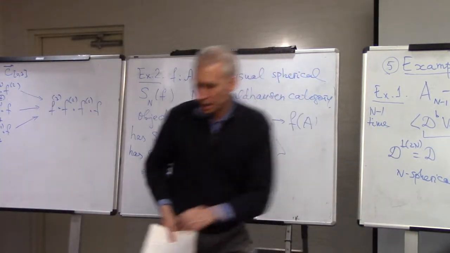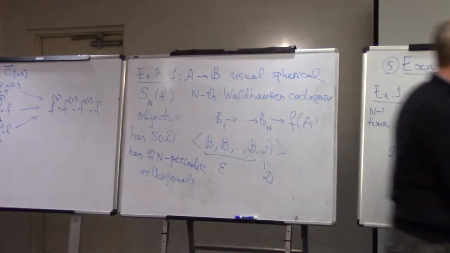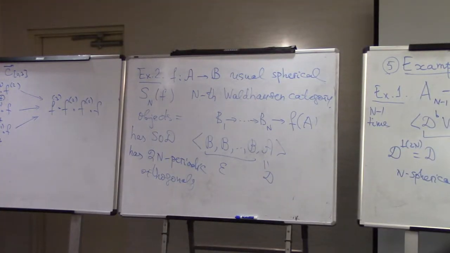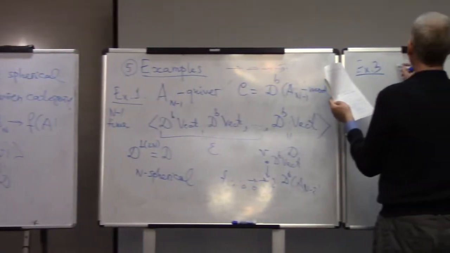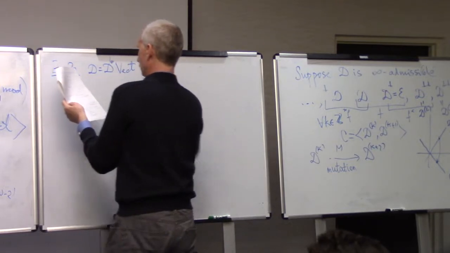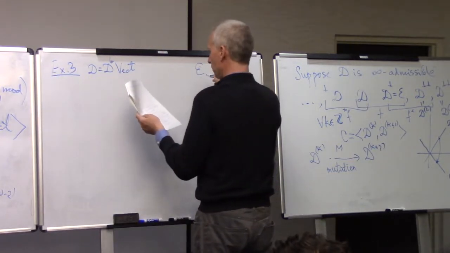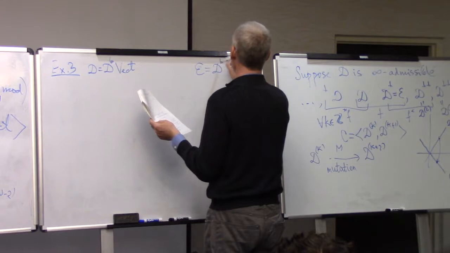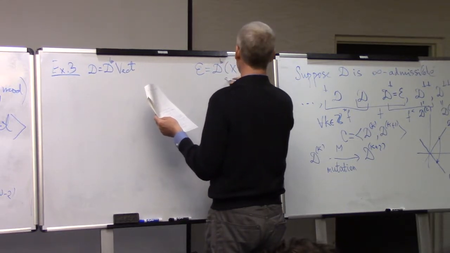Now, if you want to write a sequence of adjoints, the easiest context would be that of a projective variety, functors between projective varieties. So let's try to consider the analog of the concept of a spherical object. Example 3 would be like this. Suppose D is just the derived category of vector spaces, and E would be the derived category of a smooth projective variety.